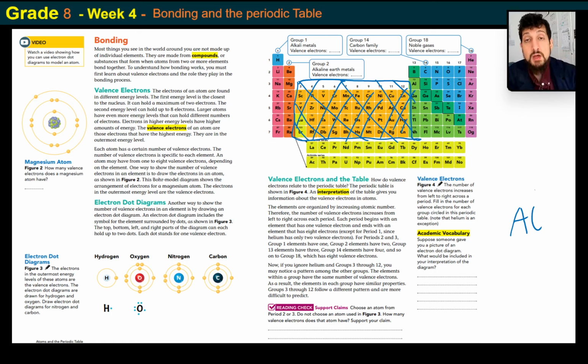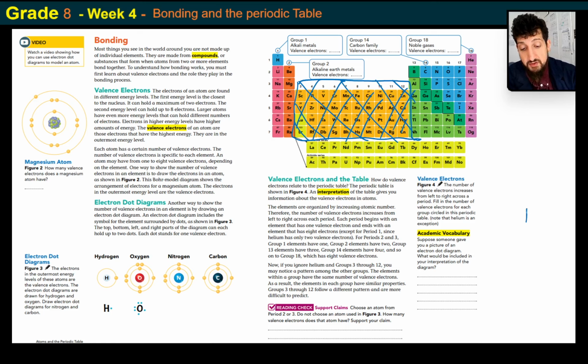Aluminium is in group 3. How many dots does it have? Un, dos, tres. That's it. Easy peasy lemon squeezy. Carbon, group 4. Un, dos, tres, quatre. I'm using French, by the way, to count today.